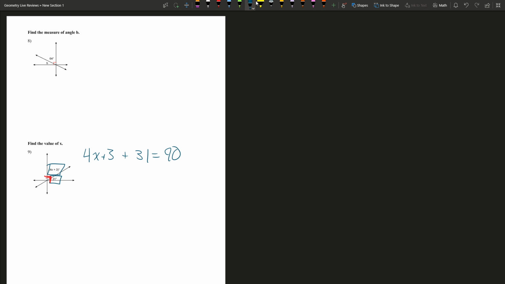Once we have this equation set up, then we just solve for x. So 4x plus 34 is equal to 90. 4x is equal to 56 if we subtract 34 from both sides. And then if we divide both sides by 4, we get x is equal to 14. So number 9 relies on you knowing that you can add these two angles together to get a 90-degree angle.